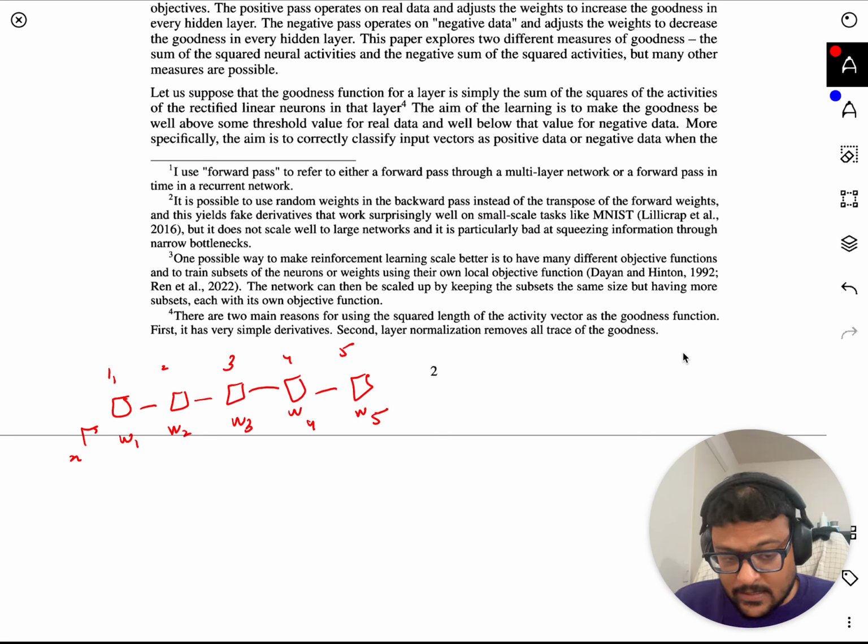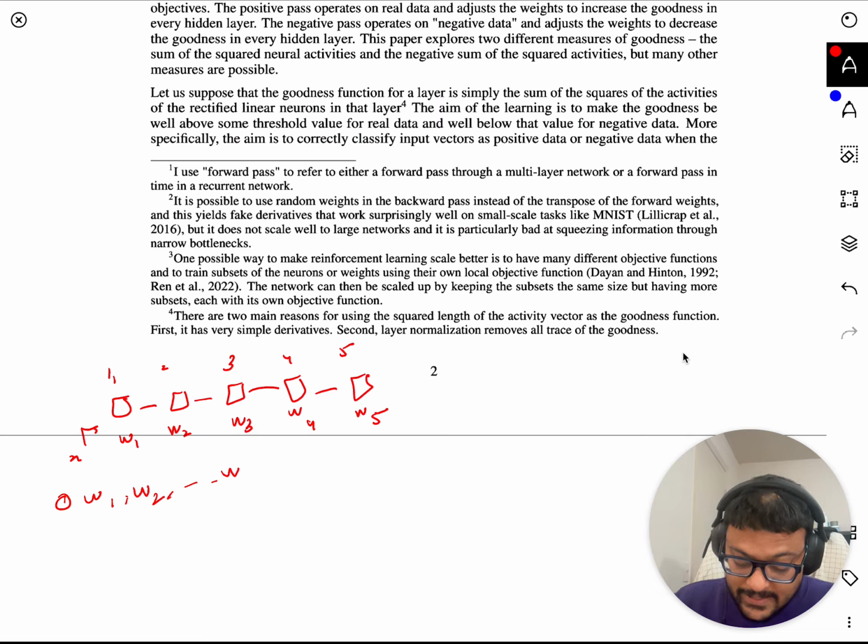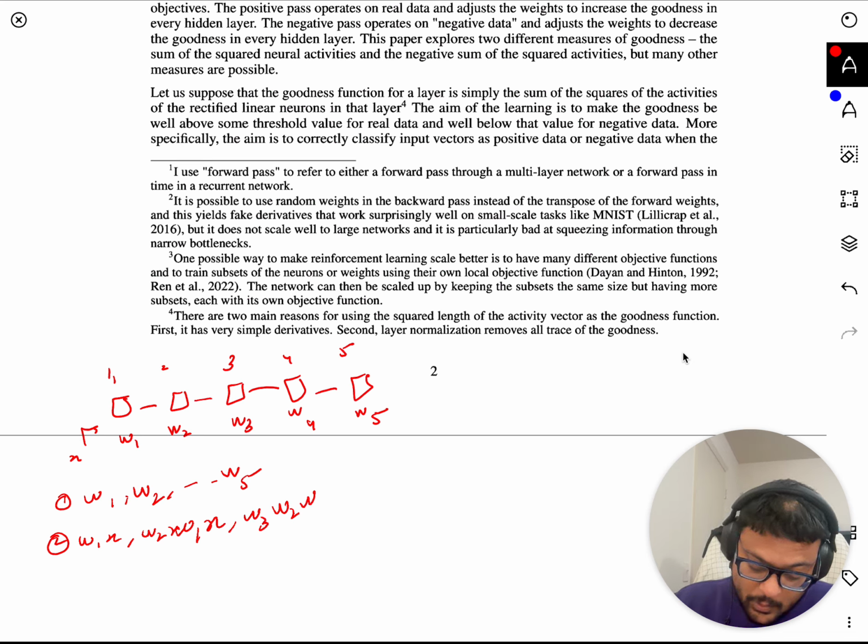When you send in the input, for every layer you are storing all the weights of all the layers in memory. Similarly, for all the layers, when you make the forward pass, you are computing the activations, which are W1x, then W2W1x, and then W3W2W1x. So you are computing the activations of each of the layers and storing them. You are also computing the activations, and you are storing the weights.